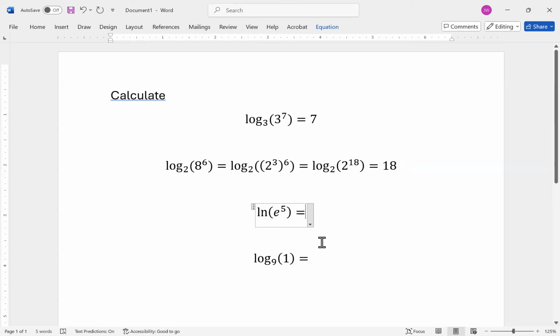Natural log of e to the 5th, that's straightforward. Natural log is the log base e. Therefore, I get a 5. And then log base 9 of 1 is going to be 0. 9 to the 0th power is equal to 1. So that's how we can use those rules of the interaction between log base b and b to a power.